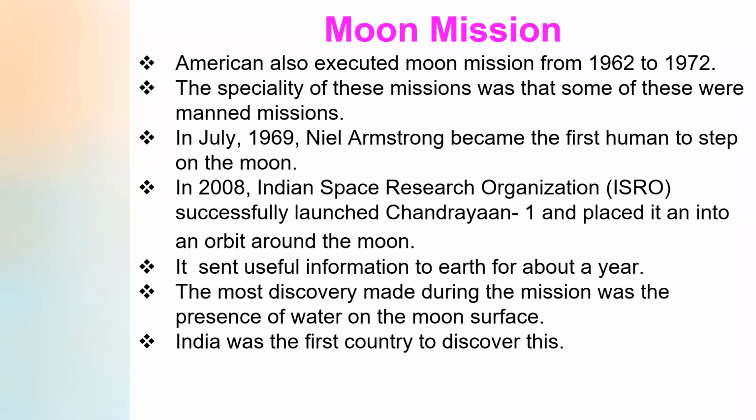Okay. After that, the Americans also executed moon missions from 1962 to 1972. From 1962 to 72, students, Americans executed such moon missions. The specialty of these missions was that some of these were manned missions. They executed some moon missions from 1962 to 72, meaning totally 1 decade. And some of them were manned missions, meaning an astronaut was sent in a spacecraft on that moon mission. Hence, it was a manned mission.